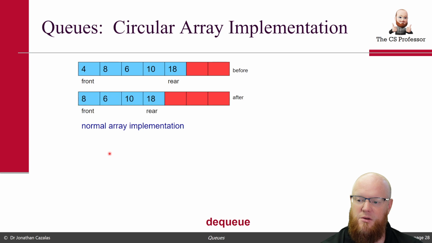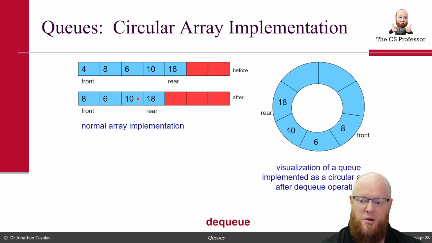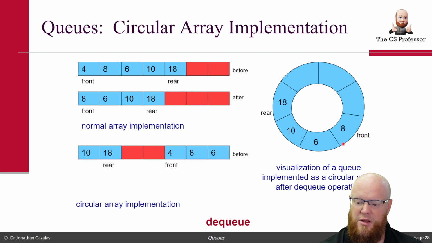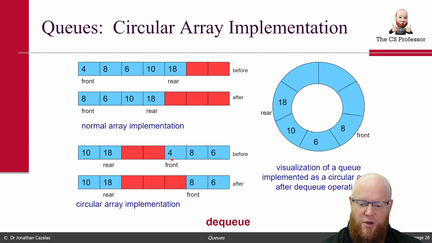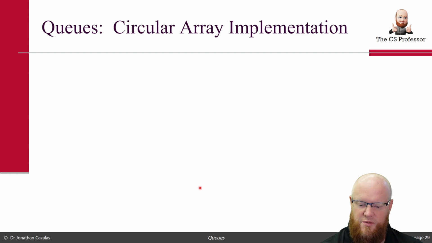We have another DQ. So now on the brute force implementation, we have all of that shifting, super slow. We do a DQ here on the circular array implementation. So simply the 4 is removed and the front changes where it's pointing to. Here we have that same circular array implementation. The front changes where it points to and that 4 is removed.